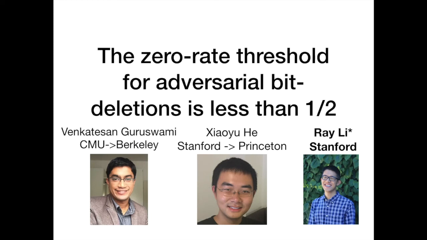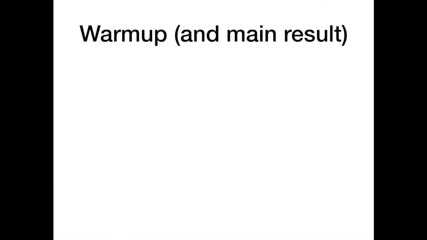Hi, my name is Ray, and I'll be talking about the zero rate threshold for adversarial bit deletions is less than 1/2. This is joint work with Venkat and Xiaoyu. So our main result is both a coding theory result and a combinatorics result. So I'll give you the combinatorics result first and then the coding theory interpretation. So first, a warm up.